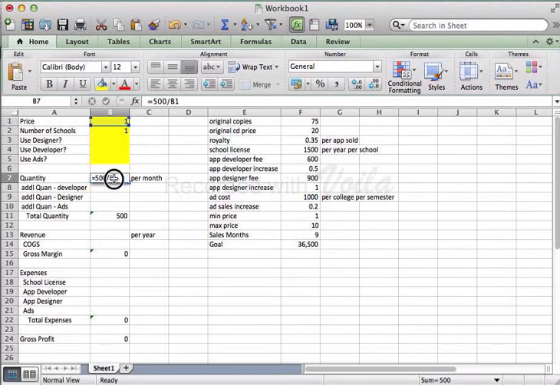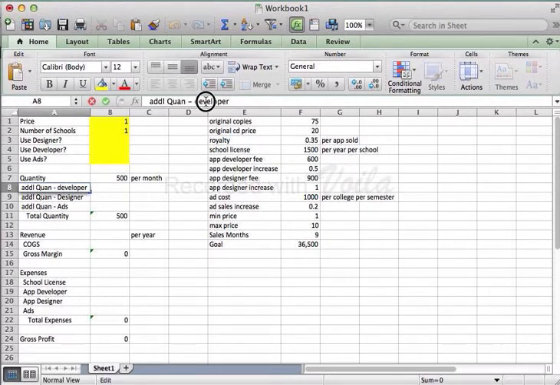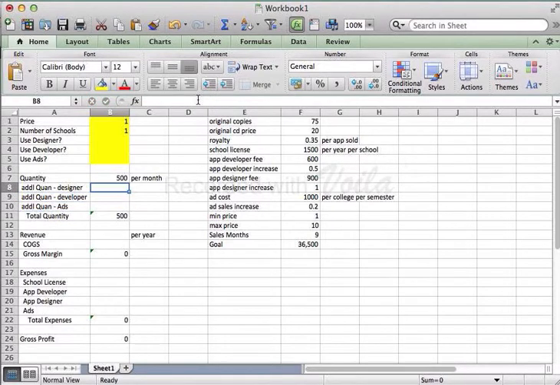So, the quantity was 500 divided by price. The additional quantities for the developer, the designer, and the ads. Actually, let's put these in the same order so that it's easier to deal with. They are just a series of if statements. So let's go ahead and fill these decisions in as yeses, or ones is what I'm coding them as.